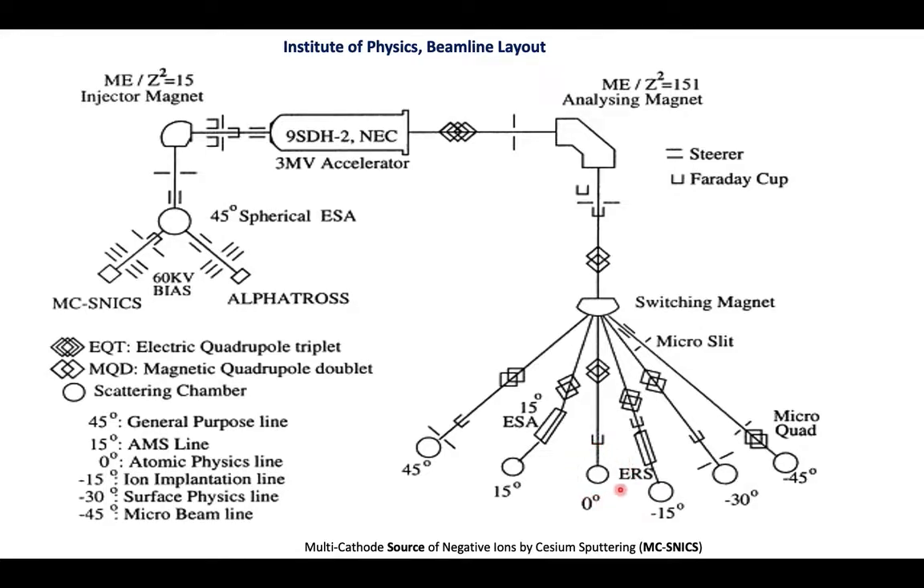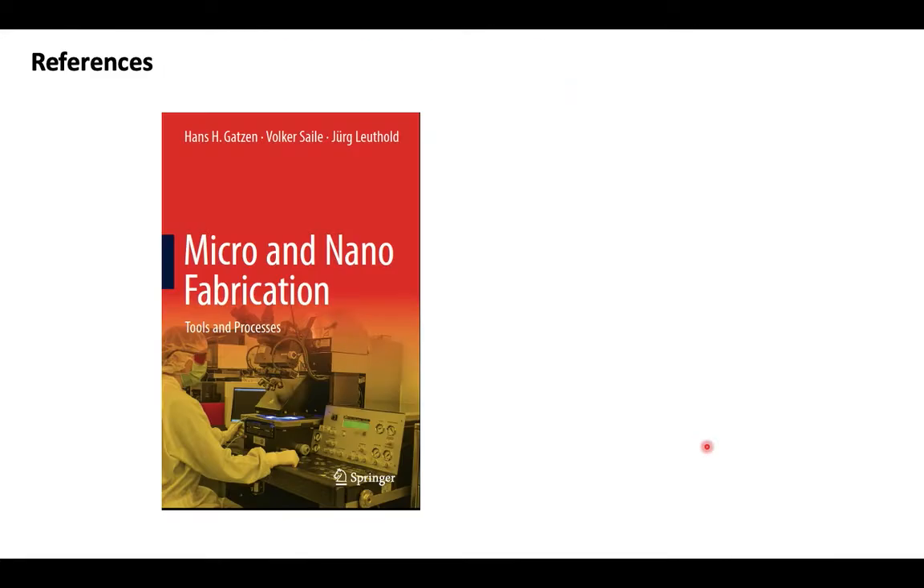In this case, the 0 degree beamline is the ion implantation beamline at the Institute of Physics. And you have another 45-degree beamline where you can do other experiments like Rutherford backscattering spectrometry. You have a micro beamline also, and a surface beamline. So all sorts of experiments can be done.